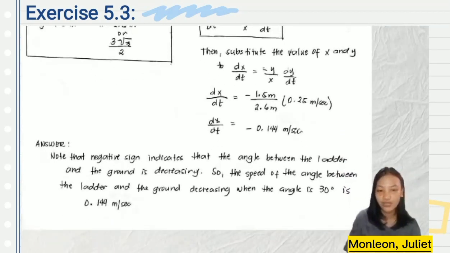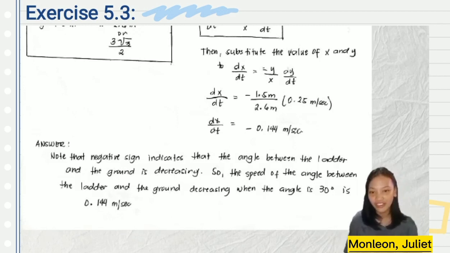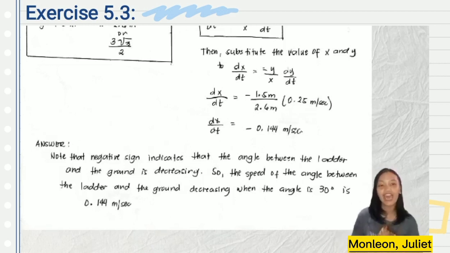The final answer states that the negative sign indicates that the angle between the ladder and the ground is decreasing. So the speed at which the angle between the ladder and the ground is decreasing when the angle is 30 degrees is 0.144 meter per second.